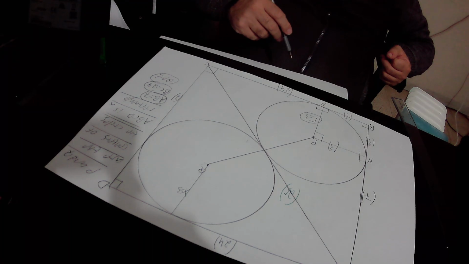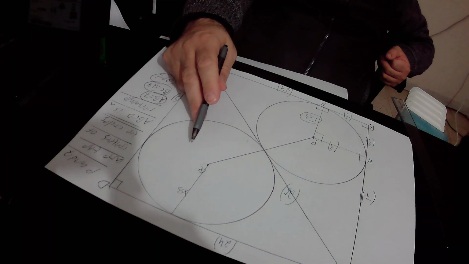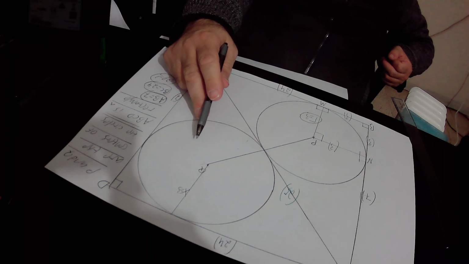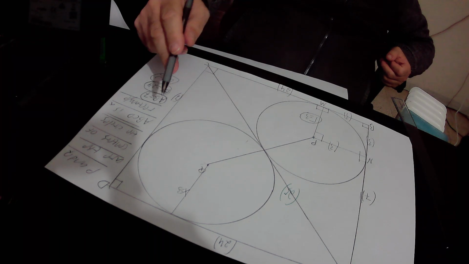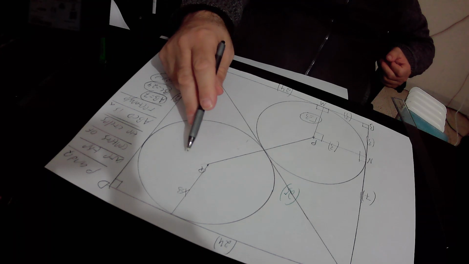If we repeat the same process on the other side, we get that we will have another square here.